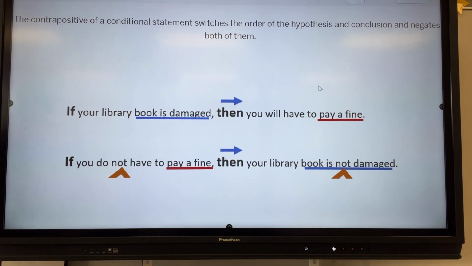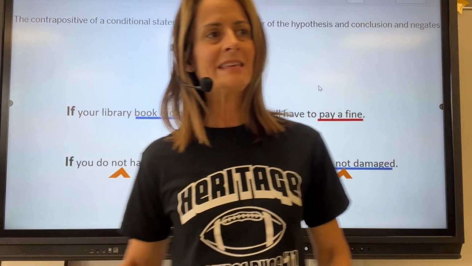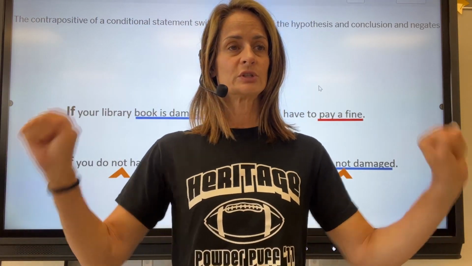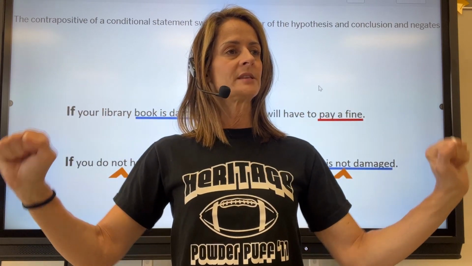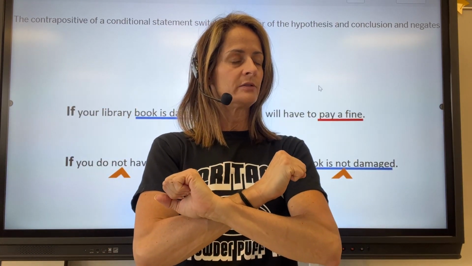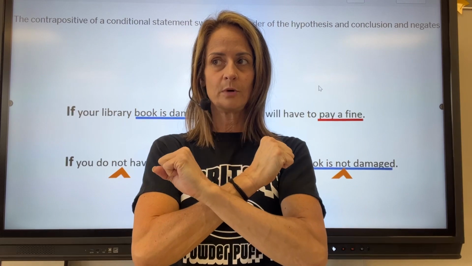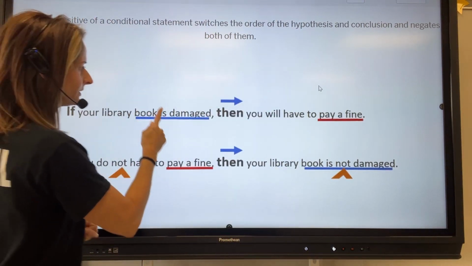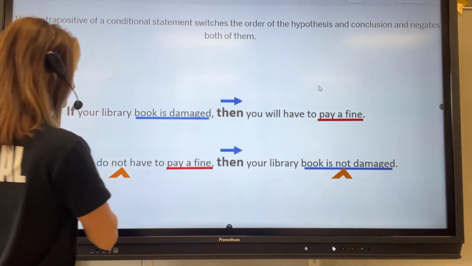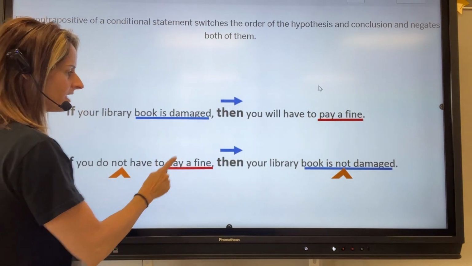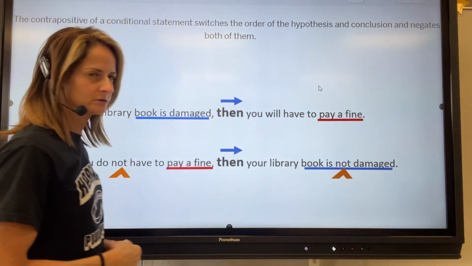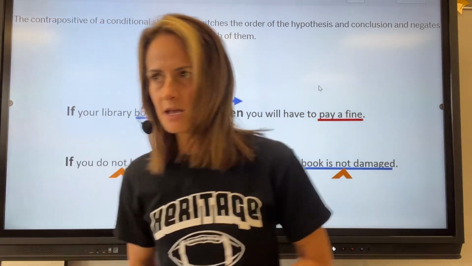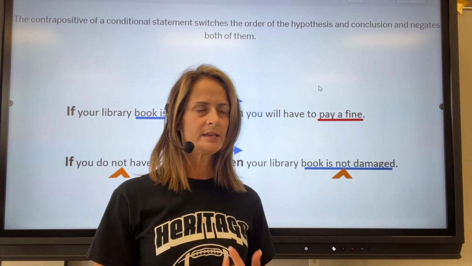The last one is the contrapositive, where it's the inverse and the converse together. There's a switch of the hypothesis and the conclusion, and there's also a negation. We make them both negative. So if your library book is damaged, then you have to pay a fine. If you do not have to pay a fine, then your library book is not damaged. Let's think about what that is. What's the truth statement? Is that true?